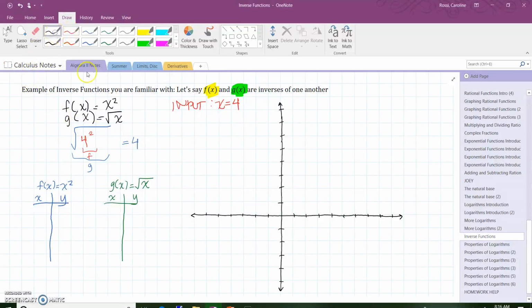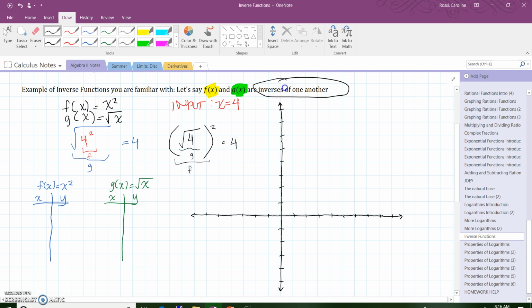Similarly, if I take my input of 4, and this time I do the square root of it first, so I do g first, and then I square it, so I do f second this time, I'm going to end up with 4 again. So it's really important that you realize inverse functions undo each other, or another way of saying it is they cancel out each other's operations. So whatever one does, the other will immediately cancel out the effect of it.